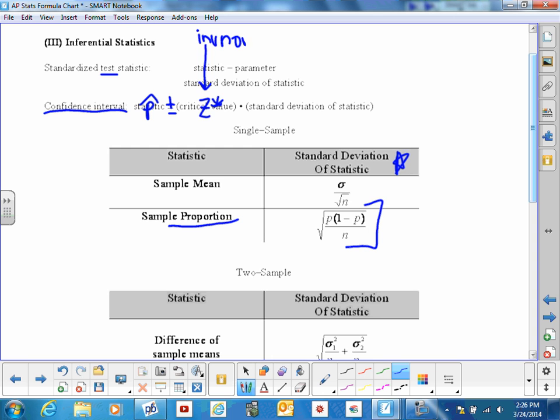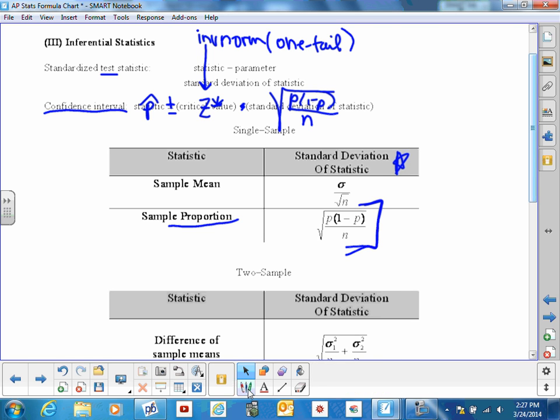That's your inverse norm of 1 tail based on how confident you are. For example, 95% confidence puts 0.025 in 1 tail, and so on, okay? Times this standard deviation for the statistic, which once again for proportions is your square root of P, 1 minus P over N.